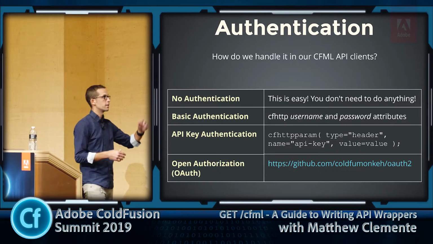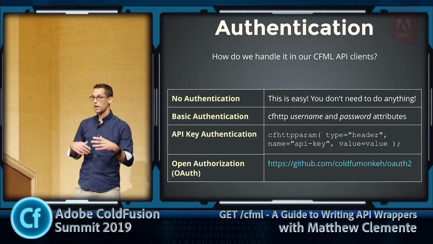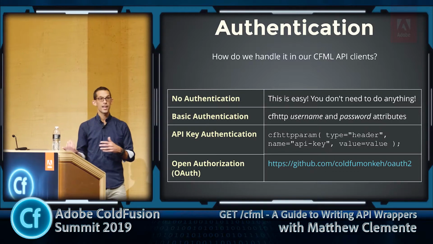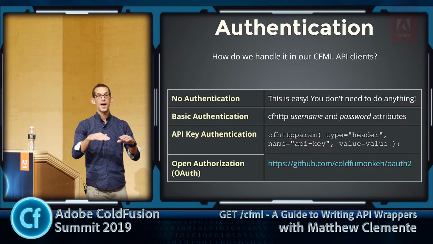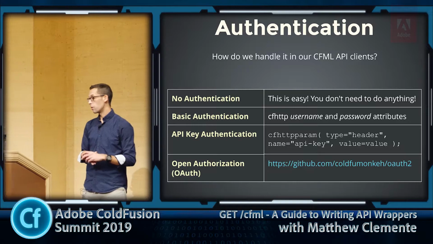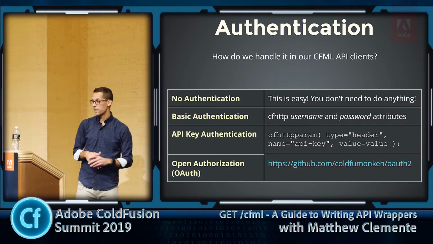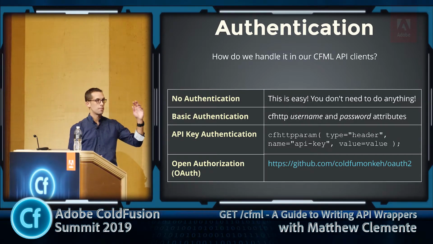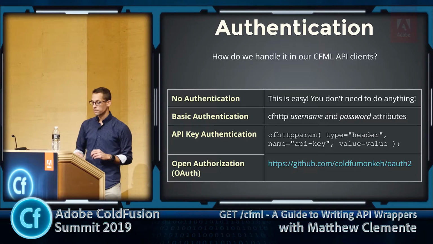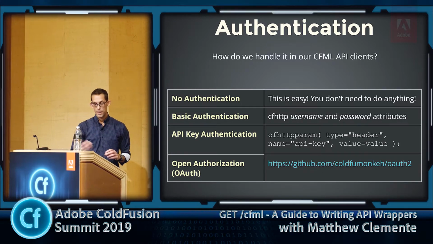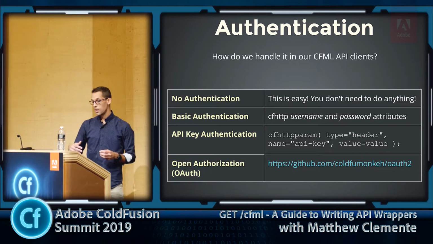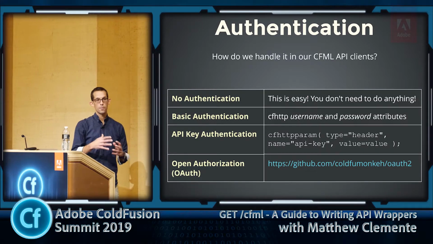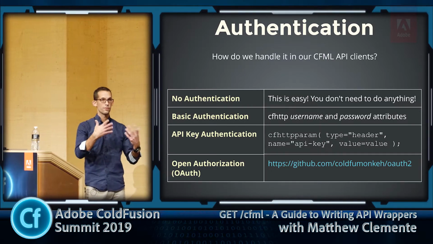Well, we don't need to deal with no authentication. For basic auth, it's very easy. CFHTTP gives us the username and password options, and it handles that base64 encoding and the passing of that header for us. So if you're working with an API and they want basic authentication, CFHTTP's username and password options will handle that. If you're working with an API that has API key authentication, with CFHTTPParam you can pass the headers that they're asking for. If it's a query param or in the body, that's pretty straightforward for providing that information.